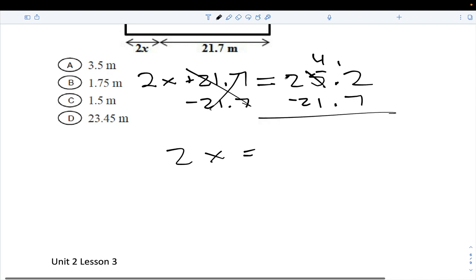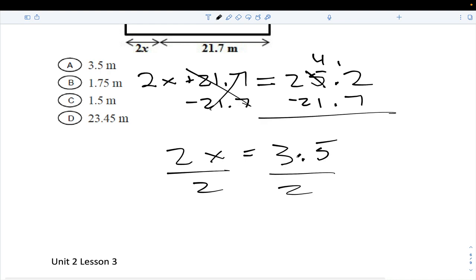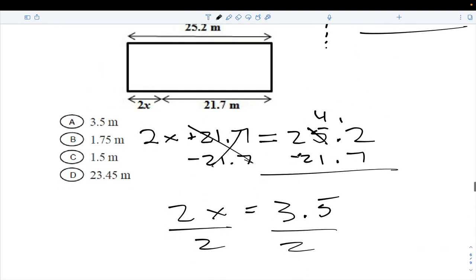Agree with that? Silent yes. 3.5. Okay. Then we're going to divide by 2. Lauren, I did mine a different way, and I got B. Is B the right answer?